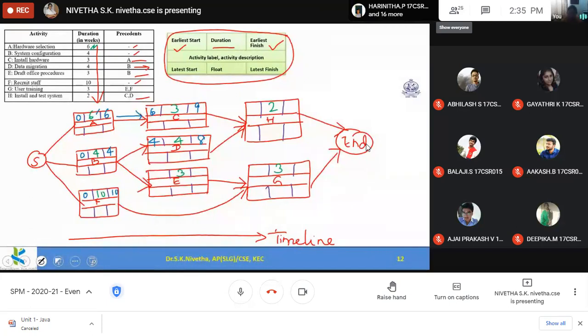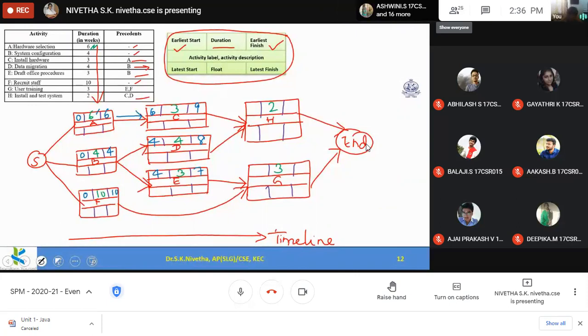And then after B is over, I can also start E. So E can also be started at the 4th week. 4 plus 3, 7. So at the 7th week E can be completed. Now the second part, the second timeline, is also over.